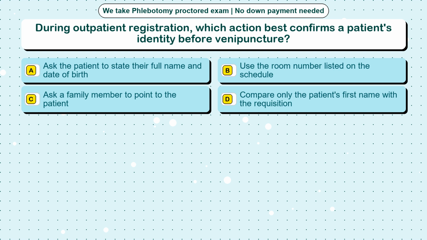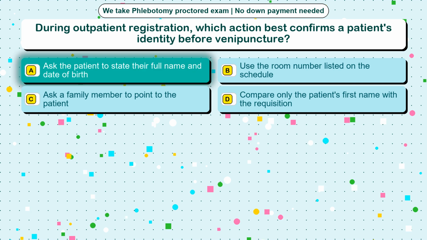Ask the patient to state their full name and date of birth. Option B. Use the room number listed on the schedule. Option C. Ask a family member to point to the patient. Option D. Compare only the patient's first name with the requisition. The correct answer is option A.